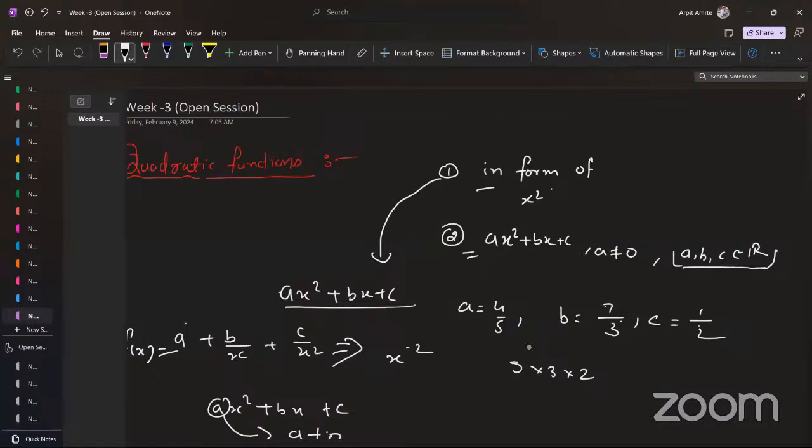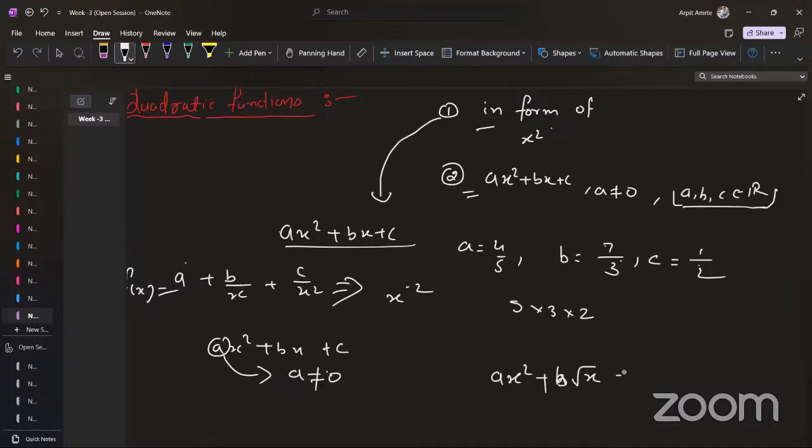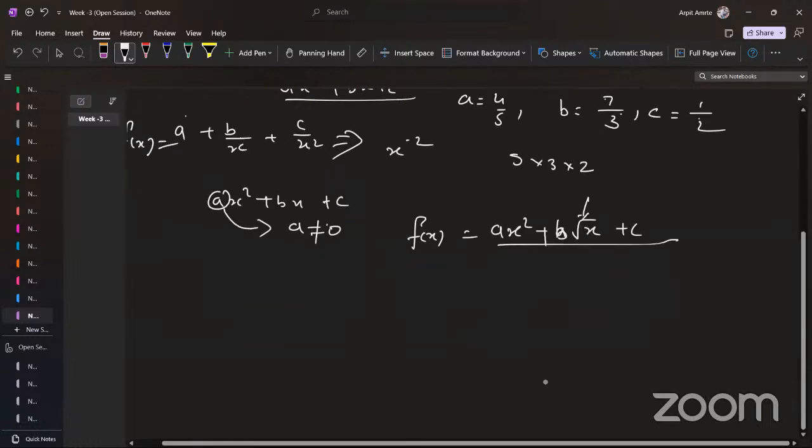Yes. Okay. And one more thing that you have to include: this equation is also in the form of x square, right? Yes. But this is not a quadratic equation, it is the under root x quadratic function. Why? Because of this under root x. So you tell me, real number.